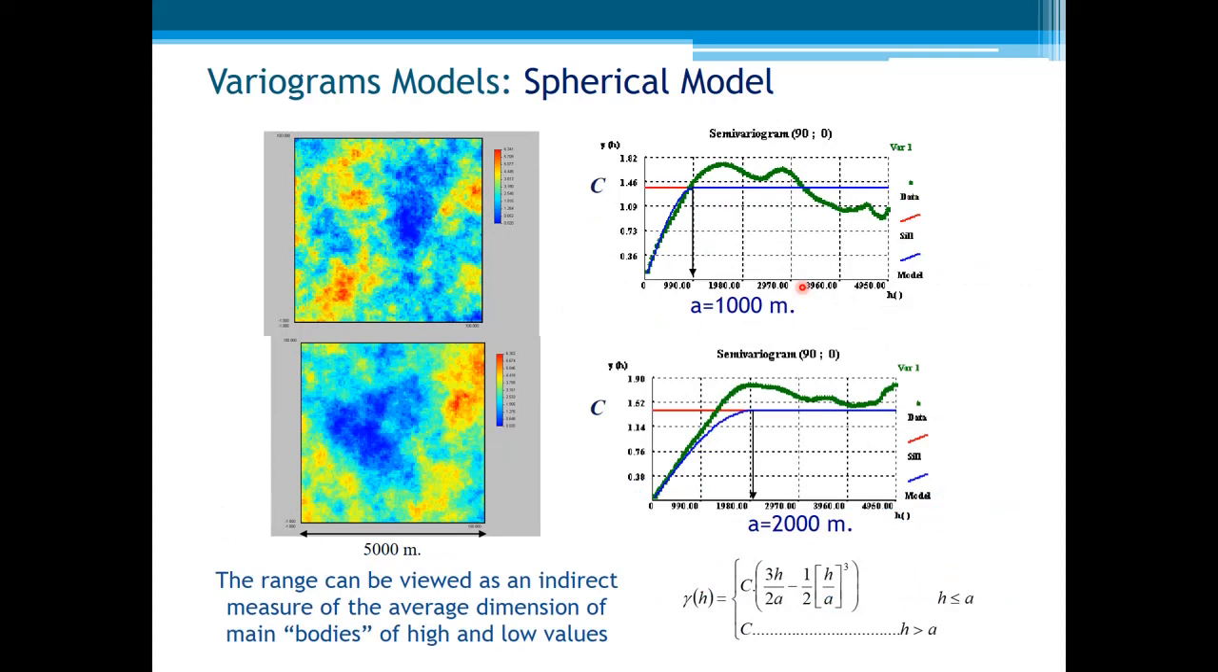Here you can compare two images with the same spatial patterns but different dimensions: one with smaller bodies of high and low values than this one. Both are modeled by spherical models with the same sill, but with different ranges, 1,000 meters and 2,000 meters, which means that the bottom image has larger bodies of high and low values than the upper image.